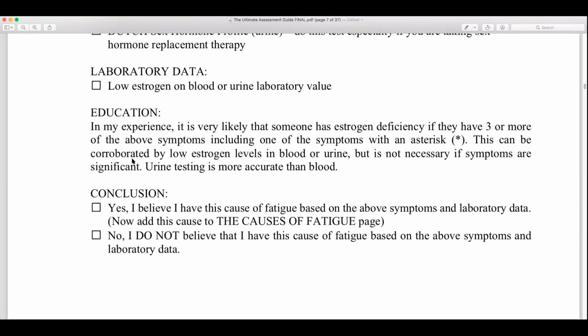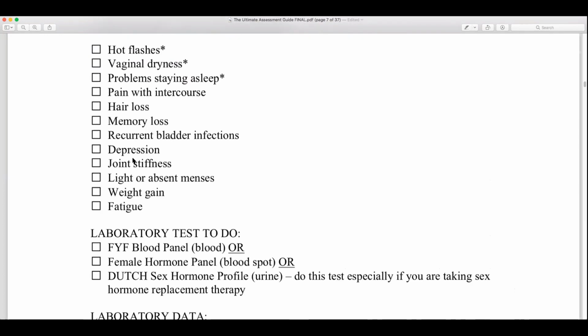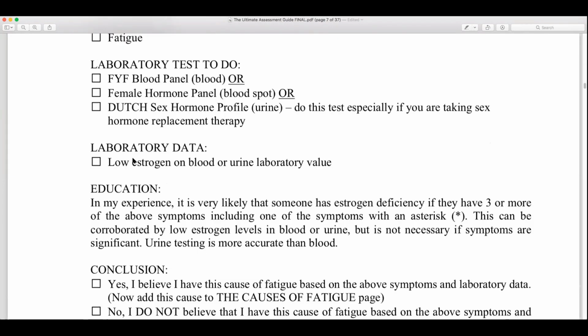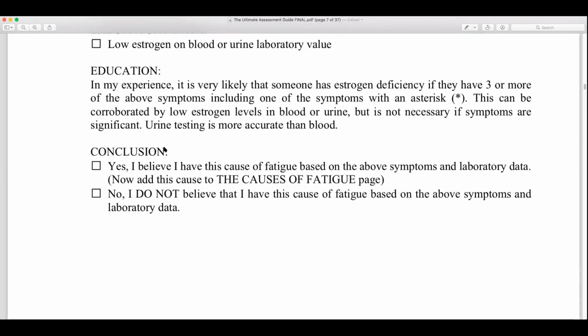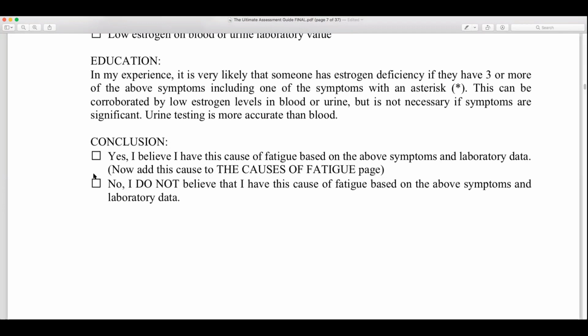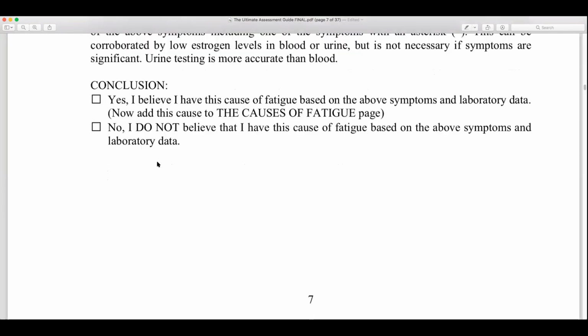So if somebody has 3 of these symptoms and their laboratory tests are fine, I'm still most likely going to treat them for low estrogen, because it's going to change the quality of their life, and their body is screaming at me to do something about it. So it's important always to listen to the subjective experience of the individual, of yourself, and remember that if you're experiencing it, even if it's not showing up on the lab, it still is something that needs to be remedied. So urinary testing is more accurate than blood. Then if you felt like you had this cause, you would mark it off, and then mark it off on page 2 as well.